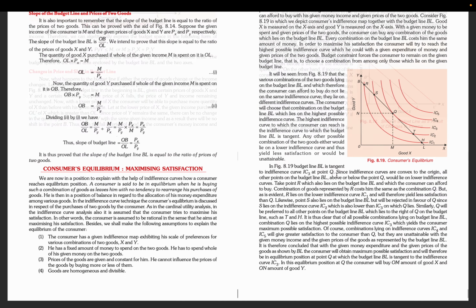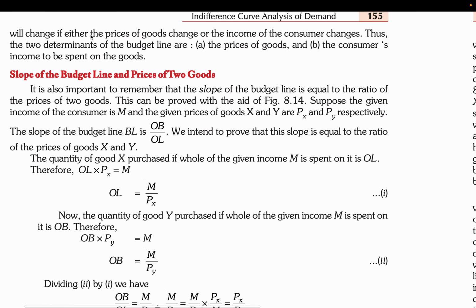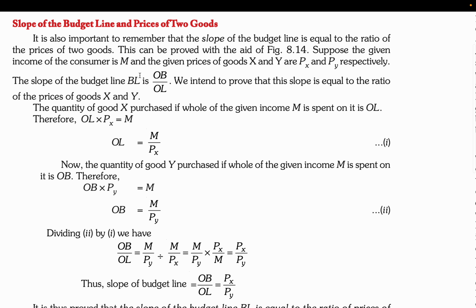It is clear from the above that the budget line will change if either the prices of goods change or the income of the consumer changes. That is, the two determinants of the budget line are prices and income. Slope of the budget line and prices of two goods. It is also important to remember that the slope of the budget line is equal to the ratio of the prices of the two goods, right? We've already seen this in the slope intercept form of the budget line equation.